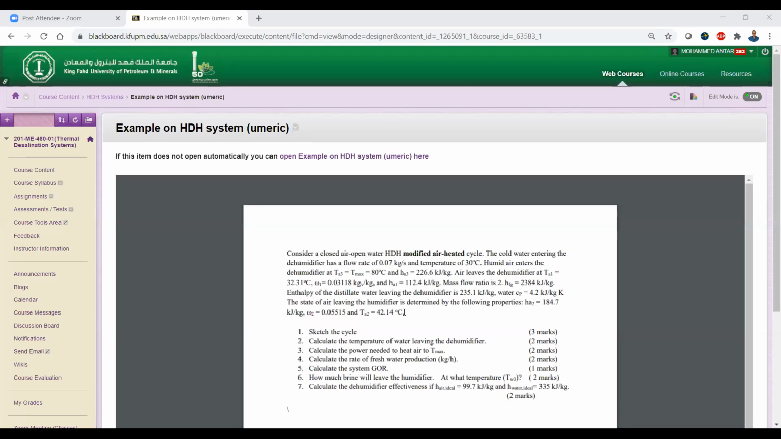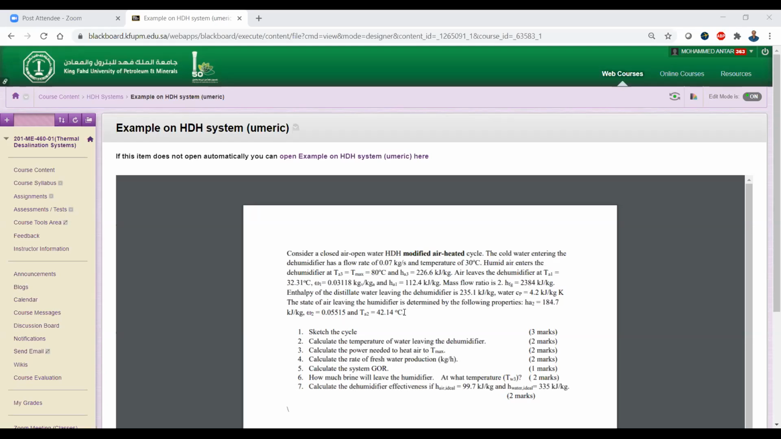h_fg, the latent heat of vaporization or condensation, is 2384 kilojoules per kilogram, and normally this value is given so that you can calculate the GOR. Then the enthalpy of the distillate water leaving the dehumidifier is 235.1 kilojoules per kilogram. Normally, if this value is not given, we calculate the enthalpy of water at the inlet air temperature and the enthalpy of water at the exit air temperature, and take the average between them. Here the value is given right away.